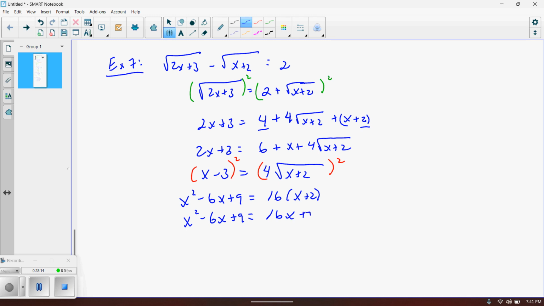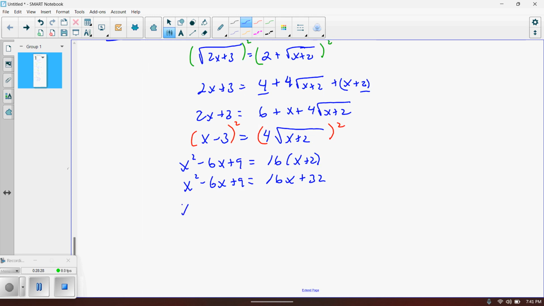16x plus 32. We are now left with a quadratic, so we can get all the pieces to one side, set it equal to 0. So x squared, we have to subtract 16x on both sides, which will leave minus 22x. Subtracting 32 on both sides is going to leave us with minus 23 equals 0. And then once again, we can factor.